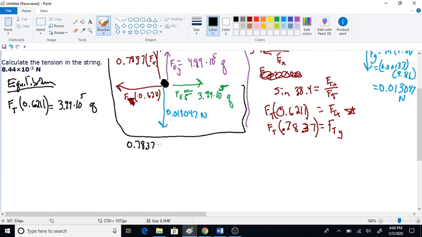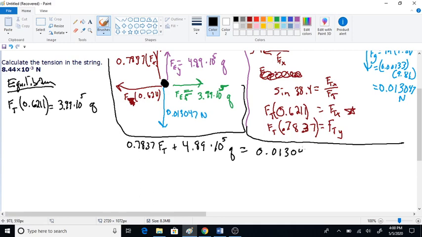0.7837 Ft plus this one, which is 4.89 times 10 to the fifth q. So the sum of those two has to equal the bottom one, which is 0.013047. So this is the sum of the forces in the y direction are equal to each other. The top up equals the down, and the left equals the right here, okay? So we have two equations, two unknowns. So solve it however you wish.